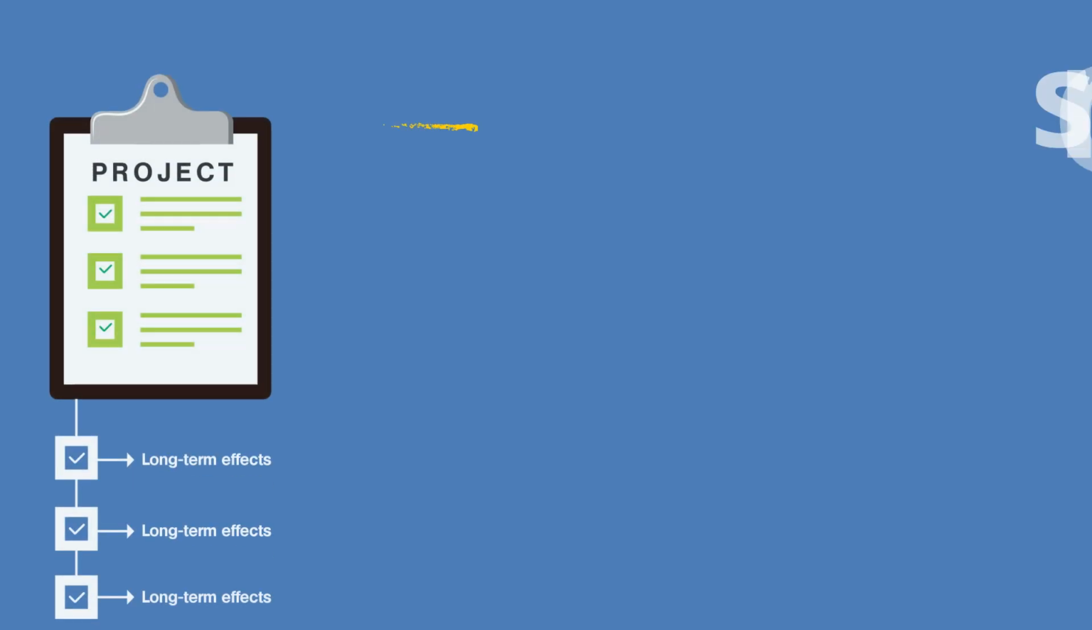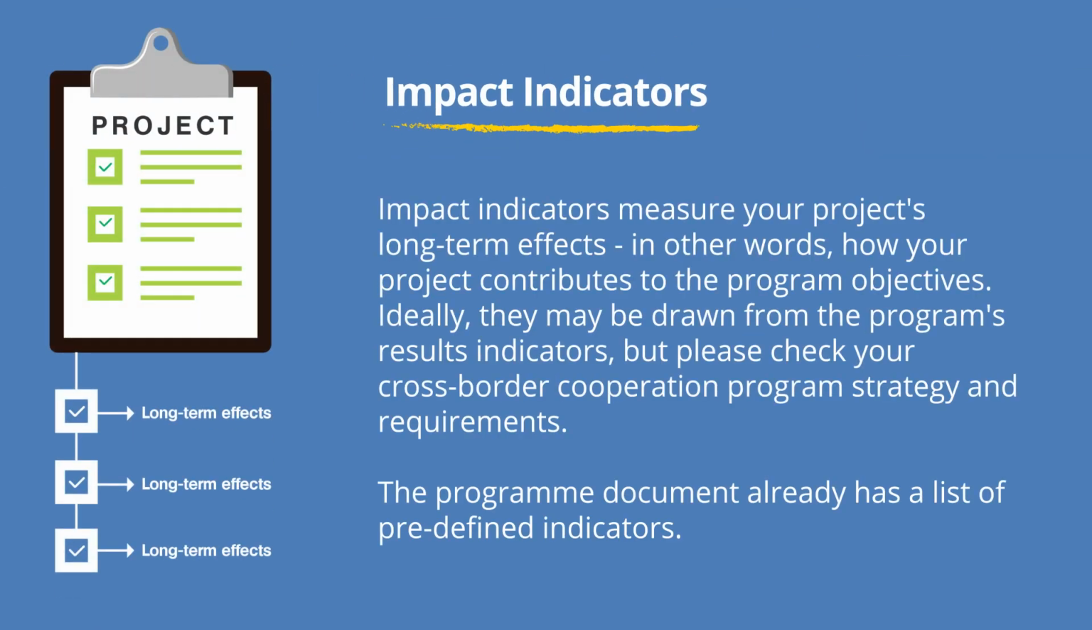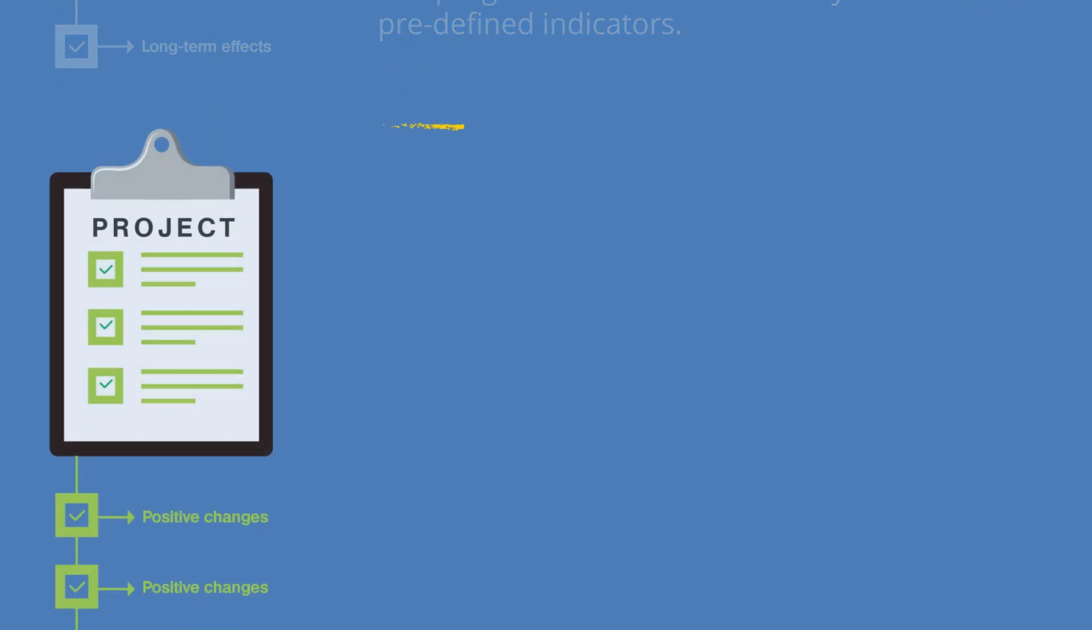Impact indicators measure your project's long-term effects, in other words, how your project contributes to the program objectives. Ideally, they may be drawn from the program's results indicators, but please check your cross-border cooperation program strategy and requirements. The program document already has a list of predefined indicators.